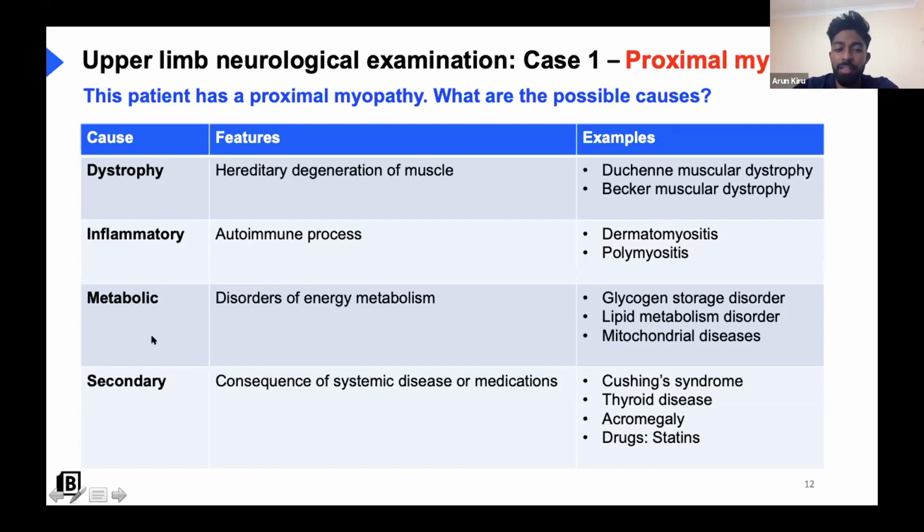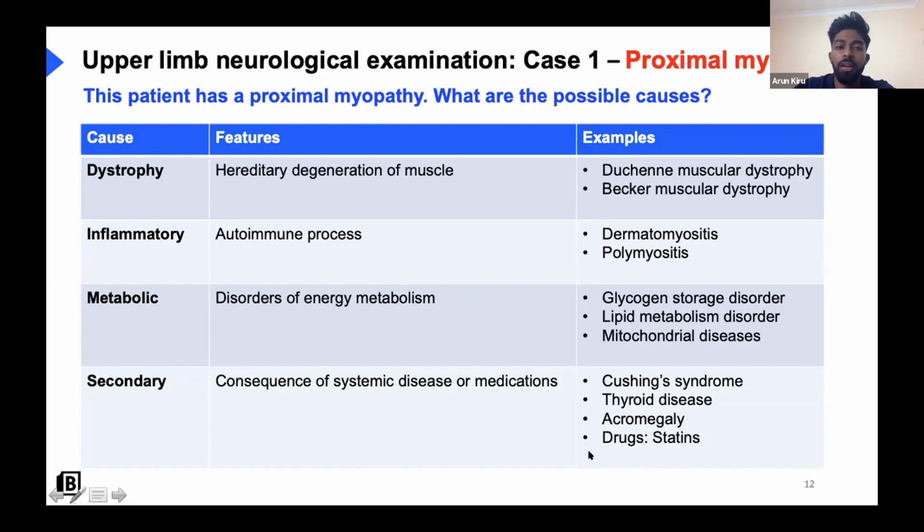Other causes include metabolic causes such as glycogen storage or lipid metabolism disorders, which we mentioned. And finally, proximal myopathy secondary to other causes, for example, systemic disease or drug-induced causes such as medication. So Cushing syndrome, which we've talked about, is in this case, and that's because you've got raised cortisol levels, C and C. But there are other causes as well that can cause a proximal myopathy, such as hyperthyroidism, acromegaly, and other drug-induced causes such as statins.